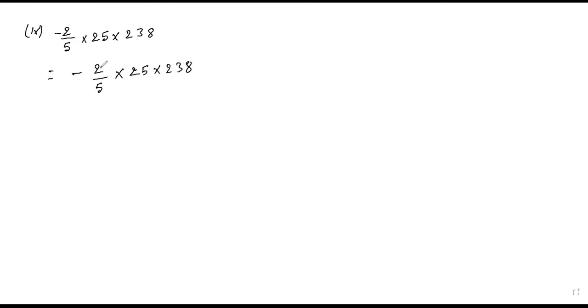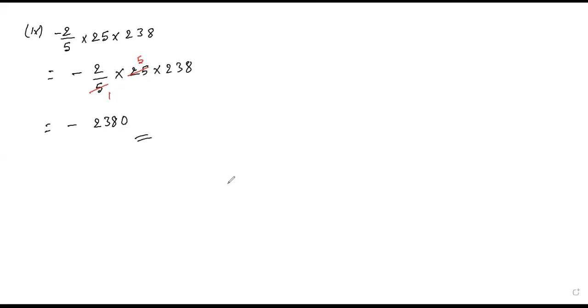Here, don't multiply all the numerators first. Only do the cancellation, it will be easy, easy for the calculations. So 5 1 5, 5 5 25. Now after doing this, what do we have left? We have left 2 into 5 into 238. So 2 fives are 10, and 10 into 238 gives 2380. So this will be your answer.